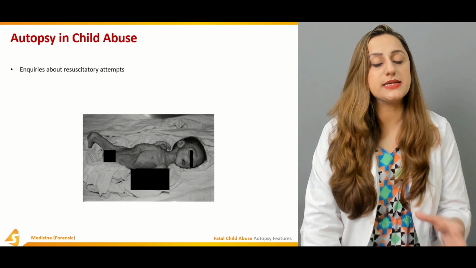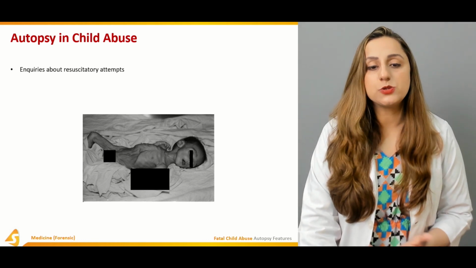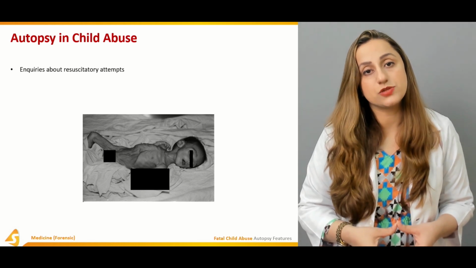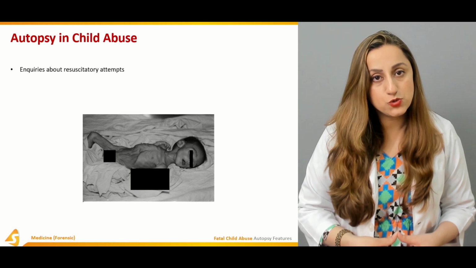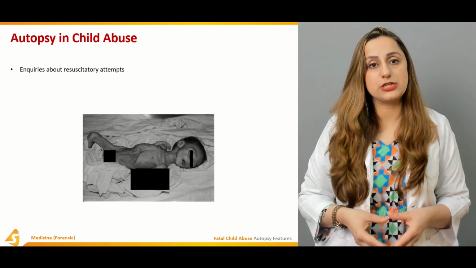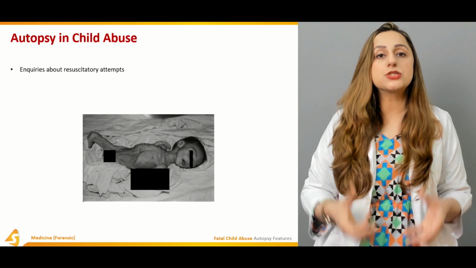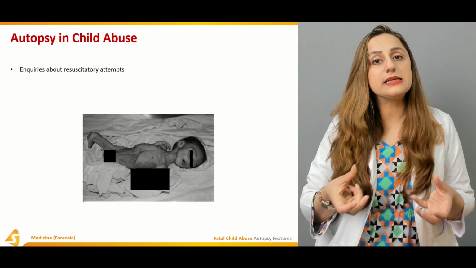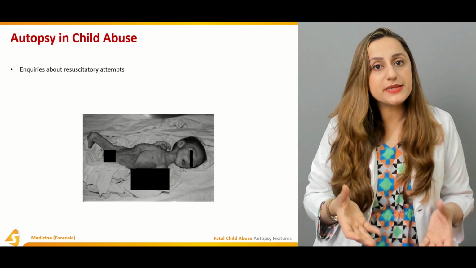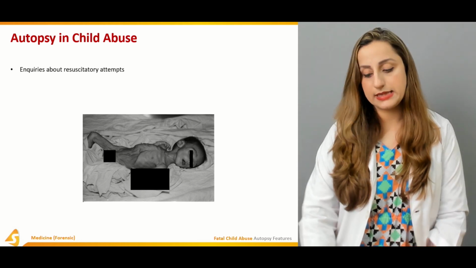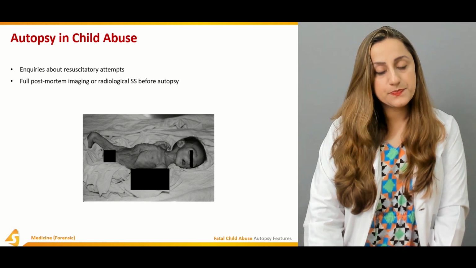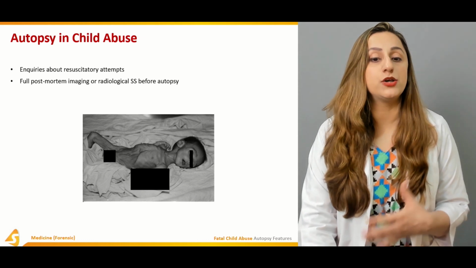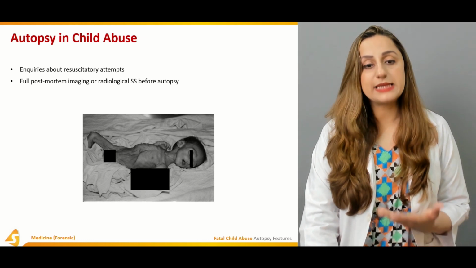In autopsy in child abuse, you have to inquire about the resuscitation method, if it was applied, and what kind of resuscitation method was used, because even with this type of resuscitation method there are sometimes discoid bruises, which we also refer to as sixpenny bruises. They are due to digital pressure, and that is the main method of resuscitation in infants or neonates. The full post-mortem imaging or radiological findings are noted down before the autopsy is carried out.